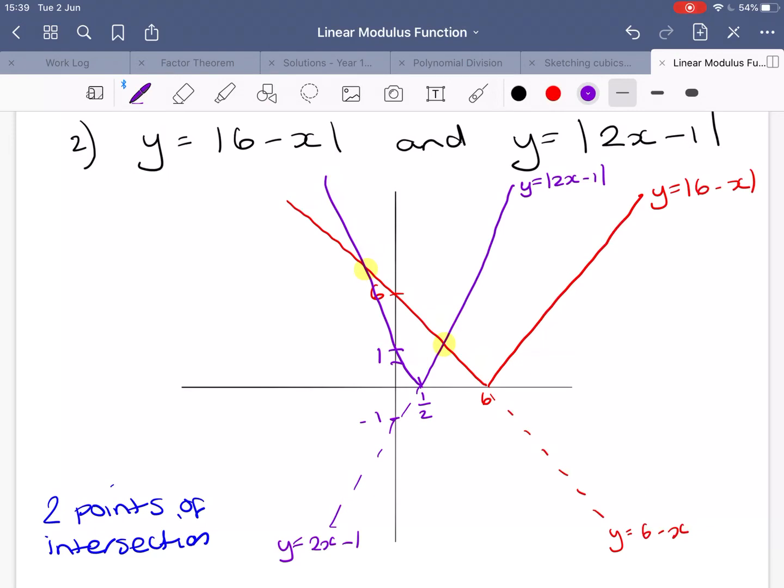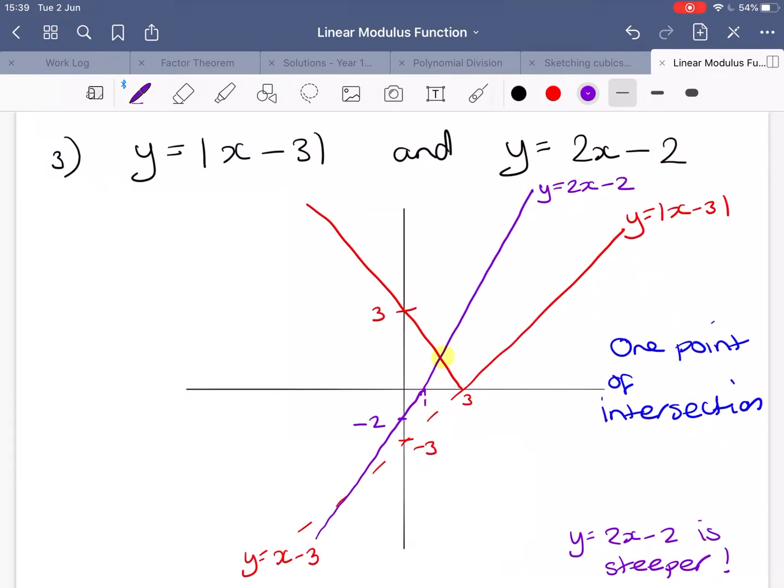What does 2x minus 1 look like? Well, it's going to cross the y-axis at minus 1 and the x-axis at 1/2. It's going to be steeper than the red line, so you need to draw it steeper. And so again, there are 2 points of intersection.